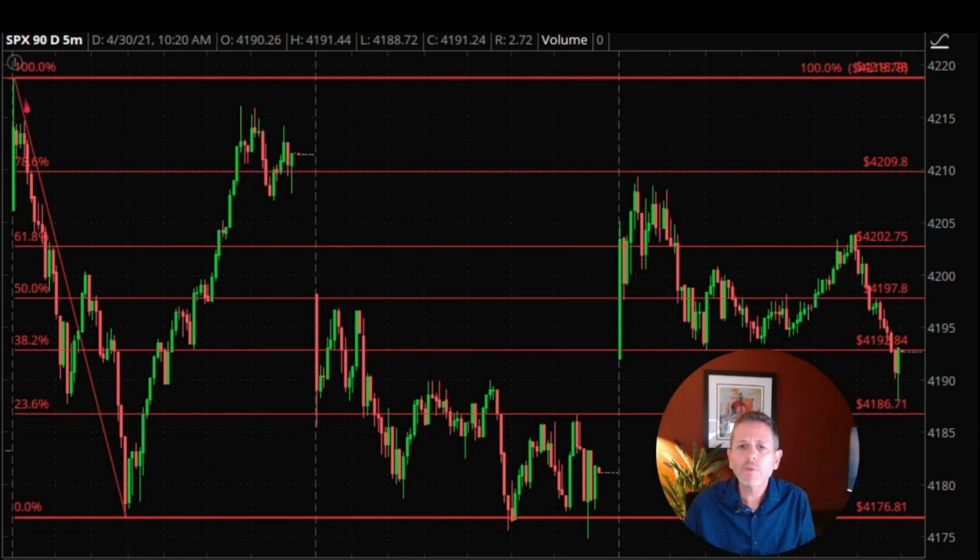Okay, I'm going to show you here. This is a Fibonacci retracement. And what you do is you draw it from the top of the channel to the bottom. And then you can see here where these support and resistance areas go.